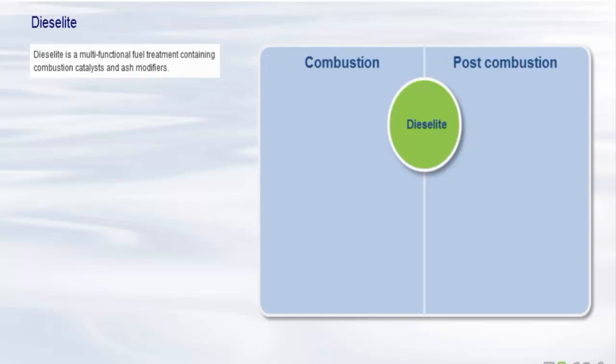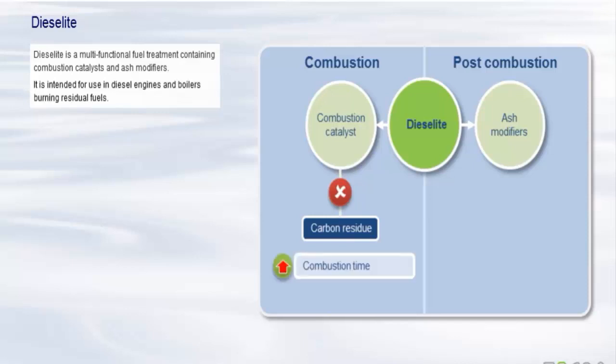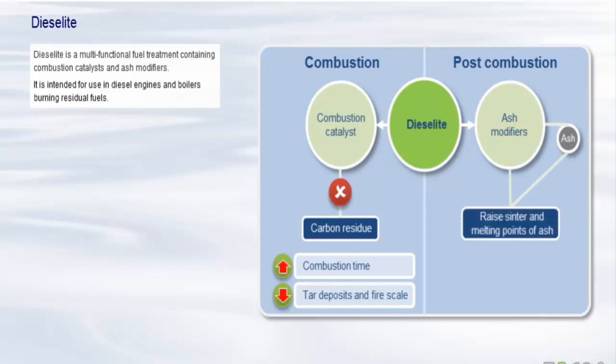Dieselite is a multifunctional fuel treatment containing combustion catalysts and ash modifiers. It is intended for use in diesel engines and boilers burning residual fuels. Carbon residue formation during combustion is inhibited by catalysts that lower the ignition temperature of heavy asphaltenic particles. The combustion time is consequently increased, leading to a reduction of tar deposits and carbonaceous fire scale. Ash modifiers combine with fuel combustion ash to raise the sinter and melting points of the ash above the engine or boiler normal operating temperatures. High-temperature corrosion is minimized, reducing maintenance and extending service life.